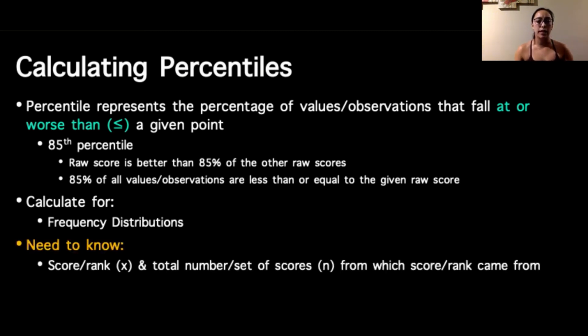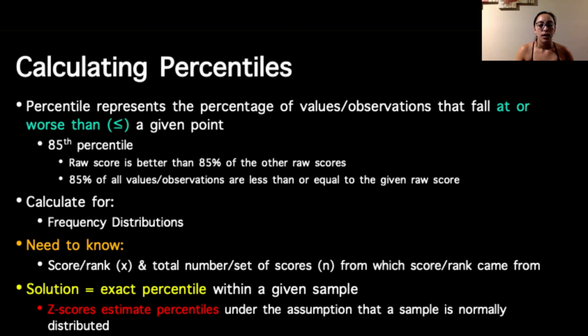The important information that you need to know when you calculate a percentile is the score, the raw score, or ranking of interest, which we'll denote as X in all of our formulas. You also want to know the total number or set of scores, aka your sample size, which is denoted as N. For our solutions in this lecture, from the formulas that we'll be using, these are how we calculate exact percentiles within a given sample of data.